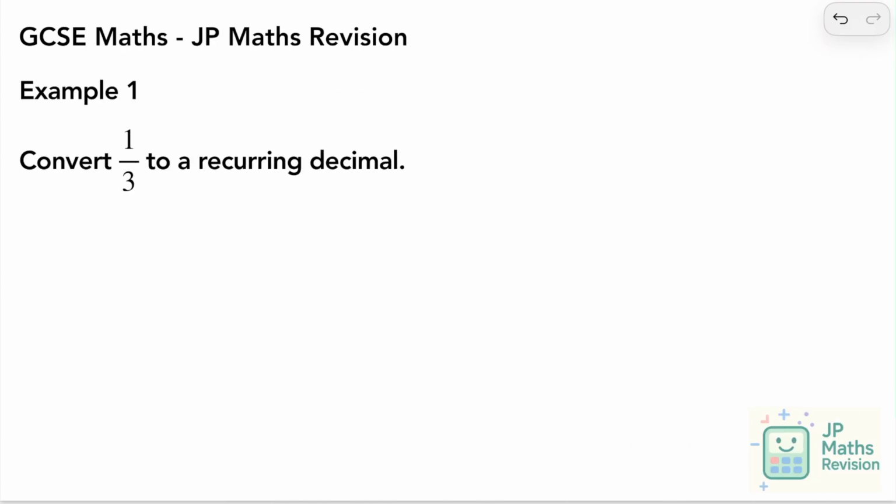Here's an example. This one, we have to do 1 over 3 to a recurring decimal. 1 over 3 basically just means 1 divided by 3. So we're going to use the bus stop method again. This time I'm going to put 3 outside the bus stop and then put a 1. But I'm also going to put a decimal place and a bunch of zeros. Then I'm going to say, how many times does 3 go into 1? 3 goes into 1 0 times, with 1 as a remainder.